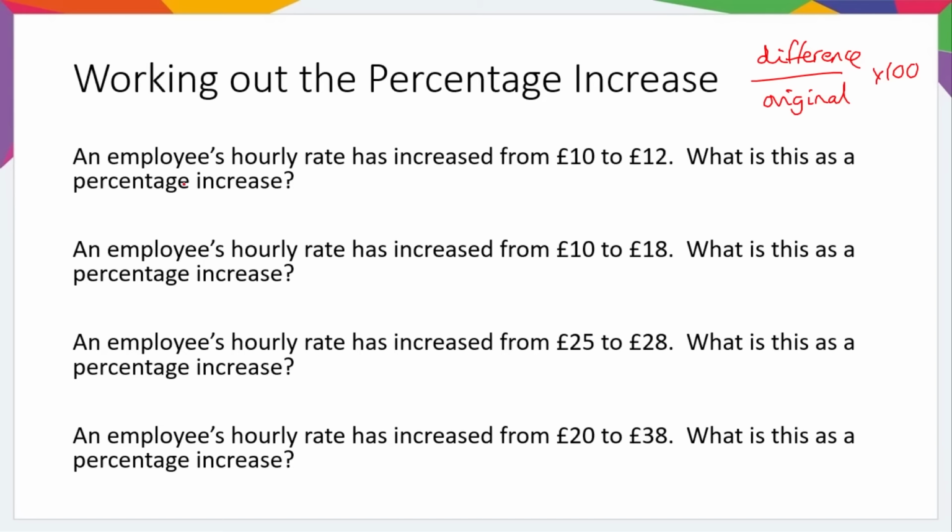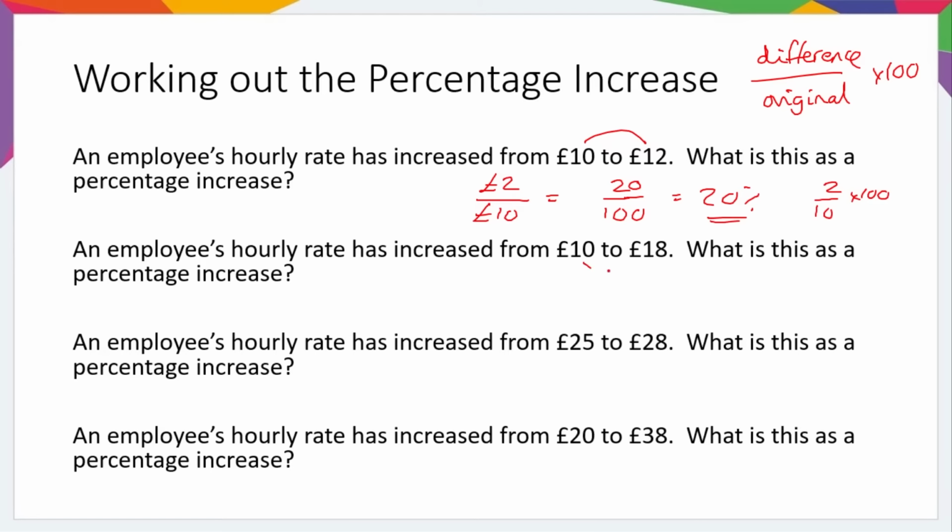So an employee's hourly rate has increased from £10 to £12. What is this as a percentage increase? Well, it's a difference of £2. It was originally £10. So it might be easier if I write 2 over 10 without the pound sign, so it looks a bit easier to read. What is that as a percentage? Well, 2/10 is the same as 20 over 100, so that is a 20% increase. Alternatively, you can do 2 divided by 10 times 100, it will still give you 20%.